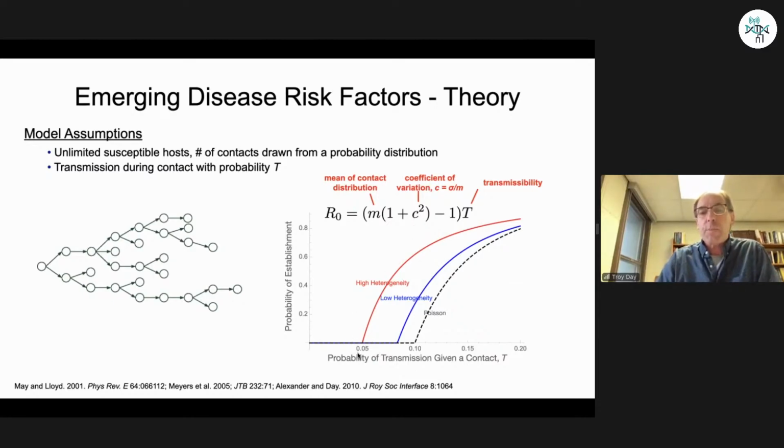So you can see in this plot, this is T along the horizontal axis, the transmissibility of the pathogen variant, and this is probability of establishment on the vertical axis. Populations of hosts that have a high level of heterogeneity in the number of contacts can support the emergence of pathogens that have lower levels of transmissibility than populations that are homogeneous, the Poisson case in this instance. So that's one model for how we might get the emergence of an infectious disease. The pathogen is already adapted enough to the new host population that it can cause an epidemic.